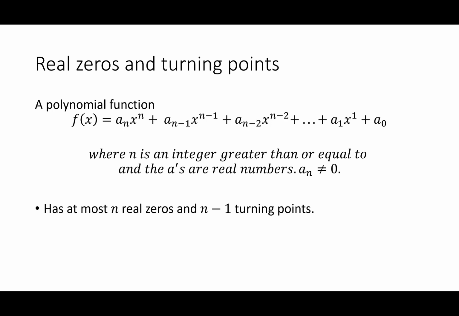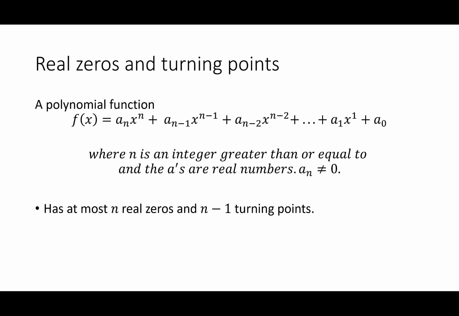We want to say 2 important things here. First, the polynomial will have at most n real zeros. Keep that in mind. The degree of the polynomial tells us how many zeros we're expecting, and we're going to get into that more. For today, the power tells me the highest number of zeros I can have. And then n minus 1 will be the number of turning points.